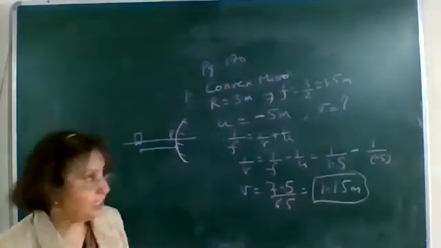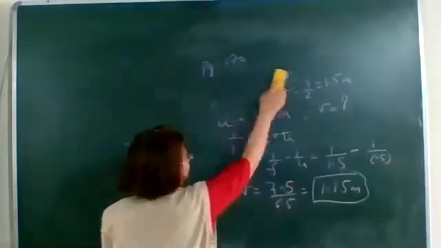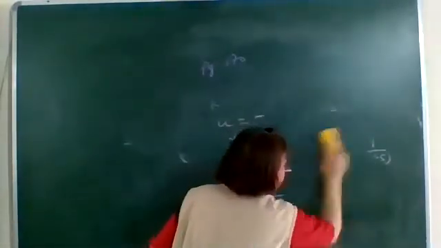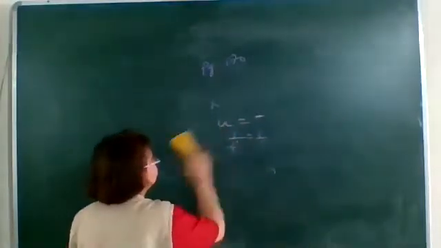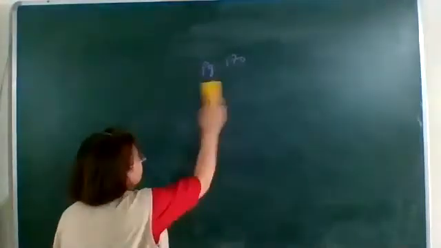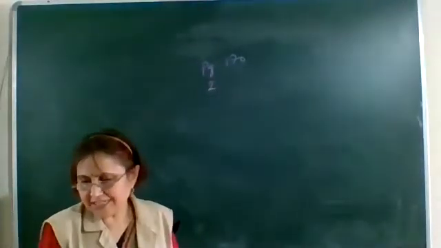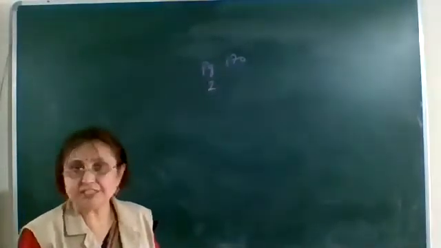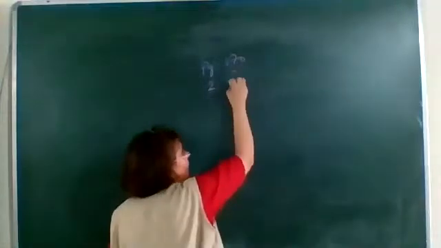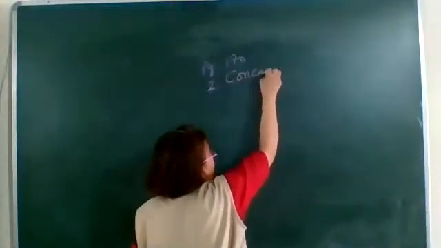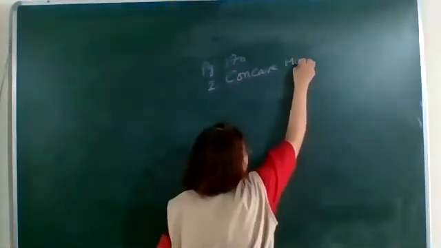Then the next question is question number 2 on the same page. Again, it is a solved question. Question number 2: an object 4 centimeter in size is placed at 25 centimeters in front of a concave mirror. So first write down which mirror it is. It is a concave mirror.